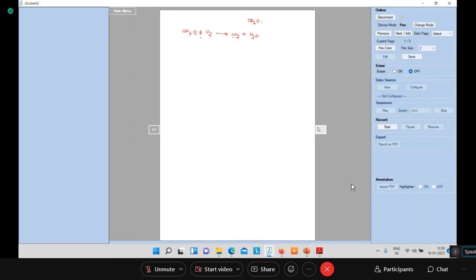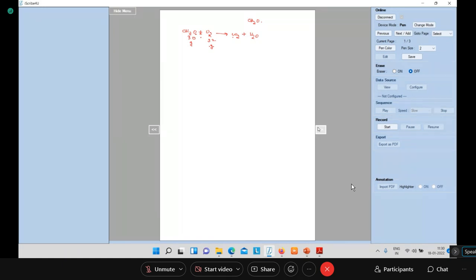What is the molecular weight of this organic compound? It is 30. And what is the molecular weight of oxygen? 32. That means if you take 30 gram of this organic compound and want to oxidize it, it consumes 32 gram of oxygen. Are you following this or not?